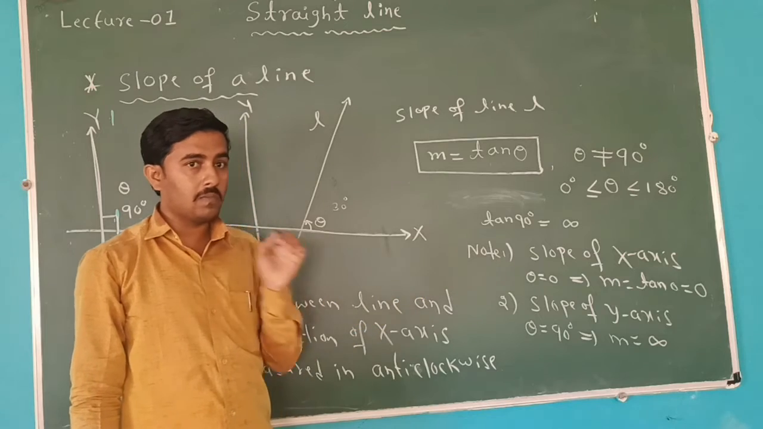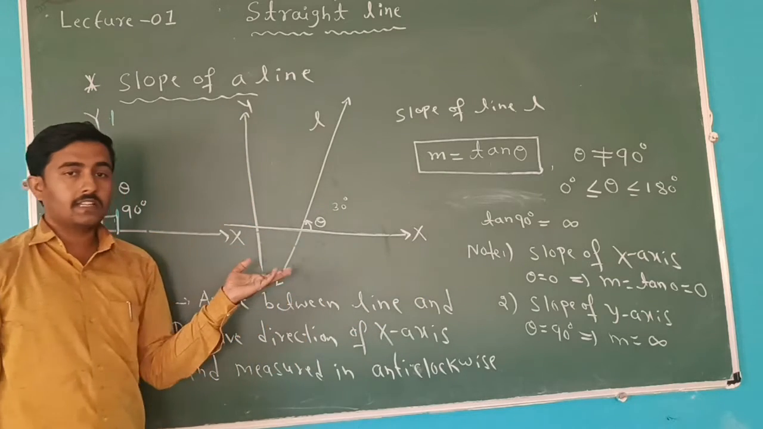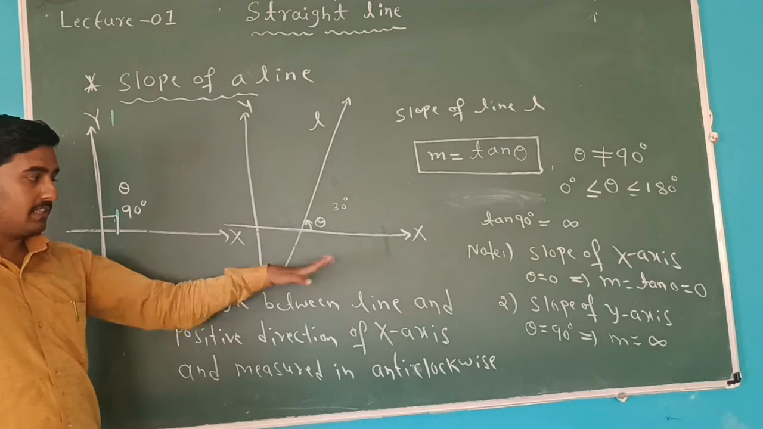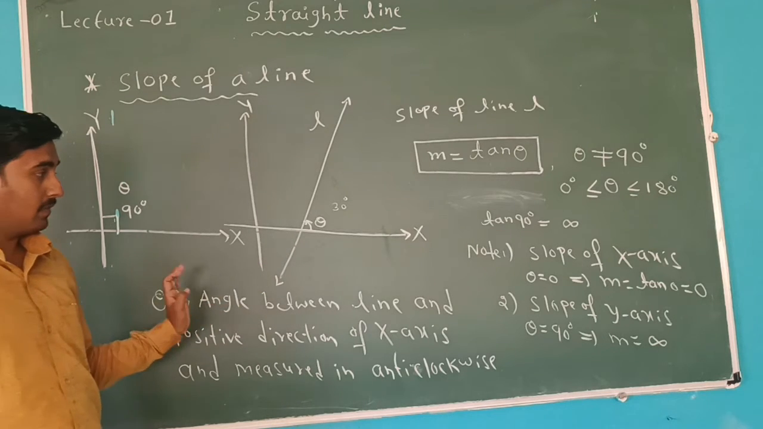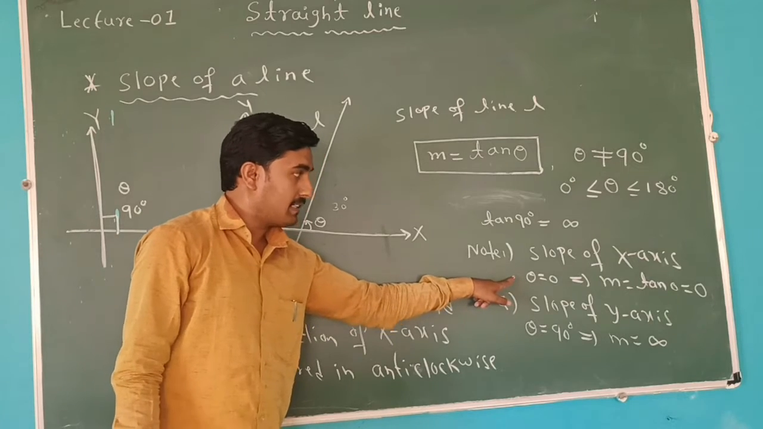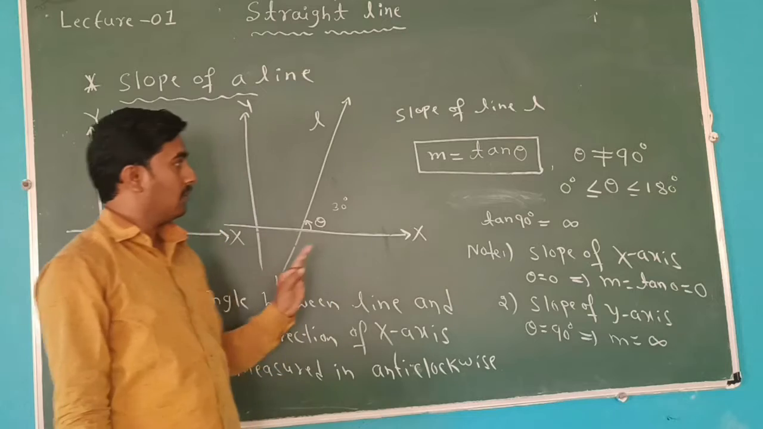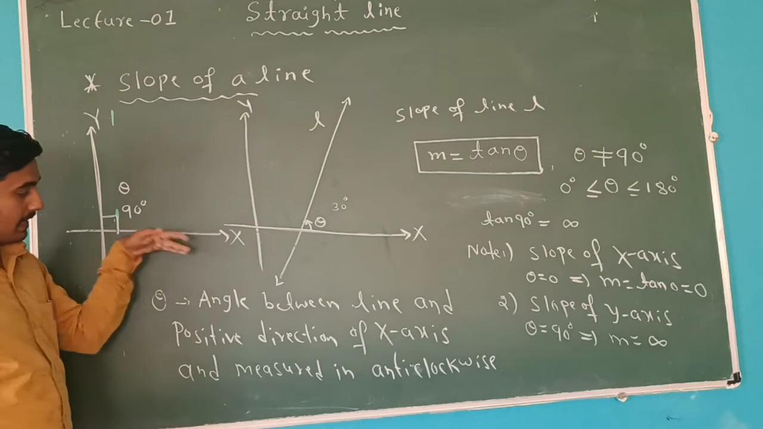They may ask one last question here: what is the slope of the x-axis, or what is the slope of the y-axis, and this is very important. Remember this one. The slope of the x-axis is 0, the slope of the y-axis is not defined. Okay, one second. What is the slope of a line here?